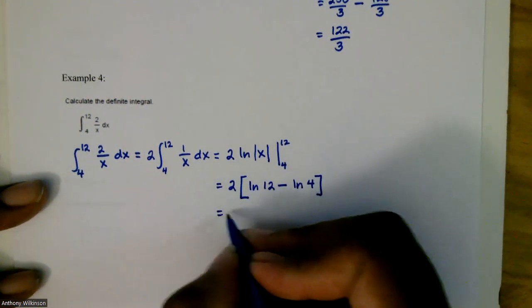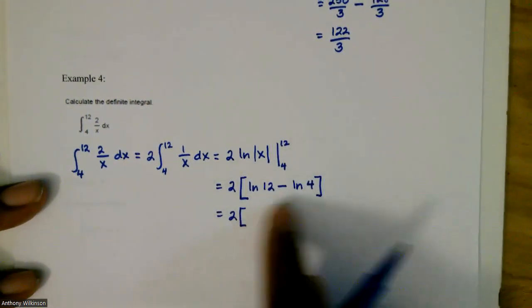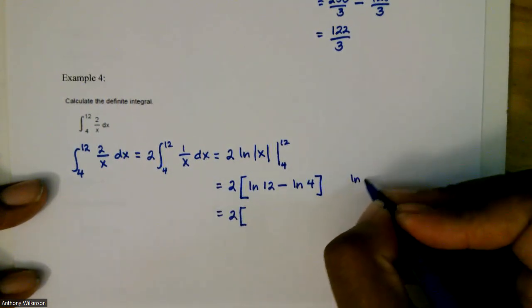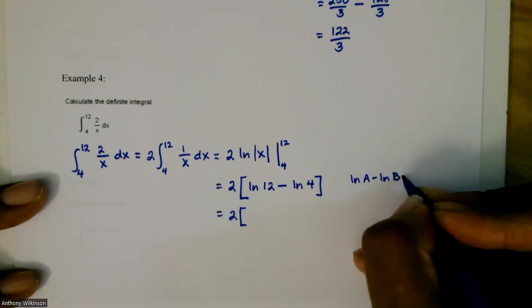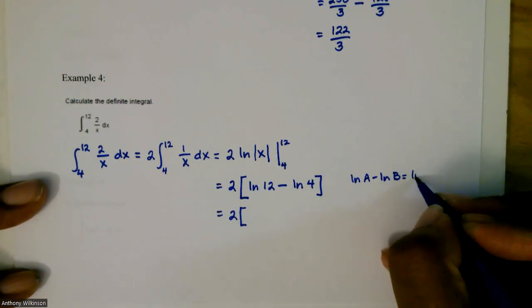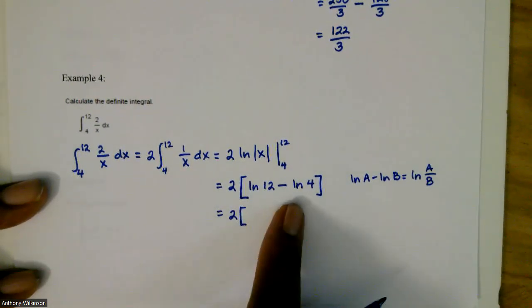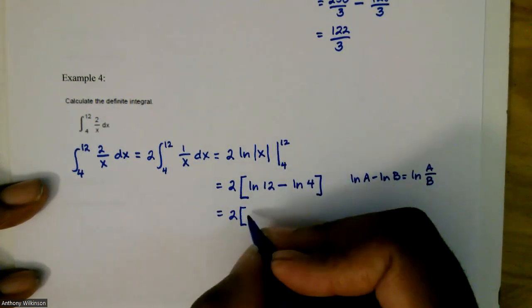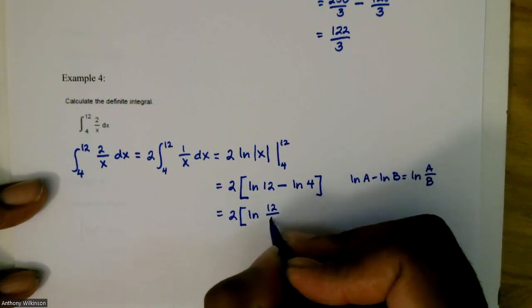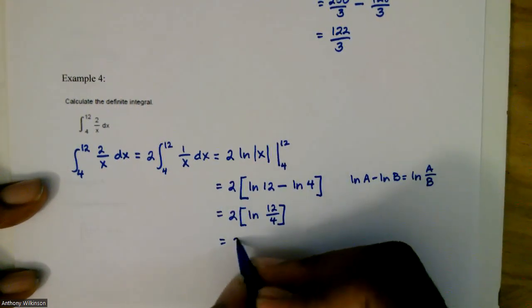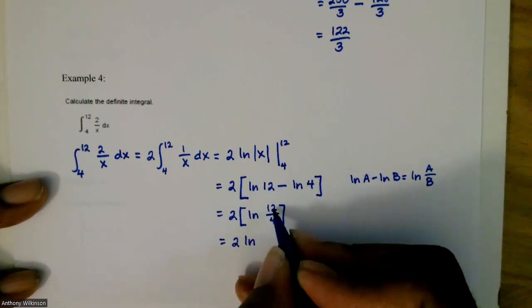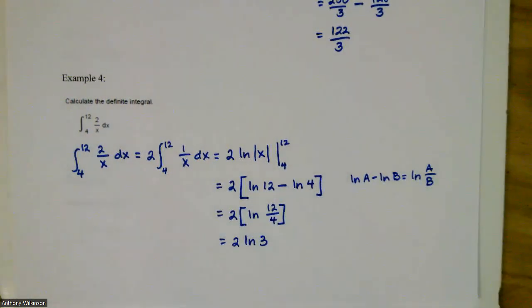All right, there is a rule about natural logarithms. If I have ln of a minus ln of b, I can condense that using the quotient rule as ln of a divided by b. I'm going to do the same thing here. Ln of 12 minus ln of 4, that would be ln of 12 divided by 4. And then 2 times ln of 12 divided by 4, which is 3. And I will go no further than that. So the integral from 4 to 12 of 2 over x dx will be 2 ln of 3.